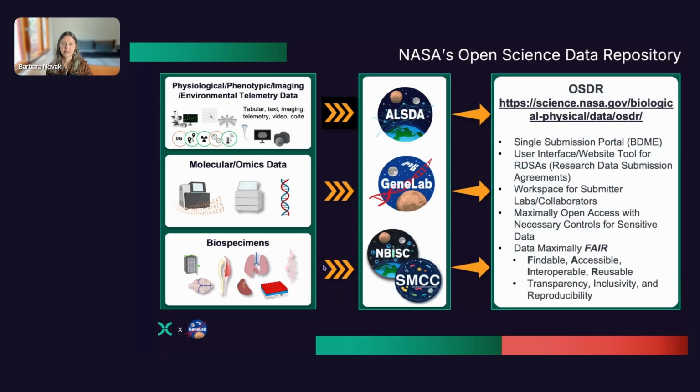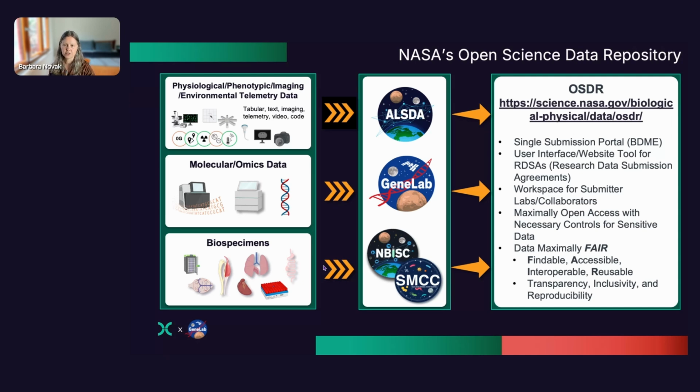So NASA's Open Science Data Repository is a project to try to enable reuse of multimodal and multi-hierarchical fundamental space life science data to advance basic science, applied science, and operational outcomes for space exploration and knowledge discovery. So OSDR is composed of 4 separate projects. ALSDA, or the Ames Life Science Data Archive, is the official repository for non-human data generated by NASA's space biology program. GeneLab is the official repository for all omics data from non-human spaceflight. And NBISC and SMCC are repositories for actual physical samples.